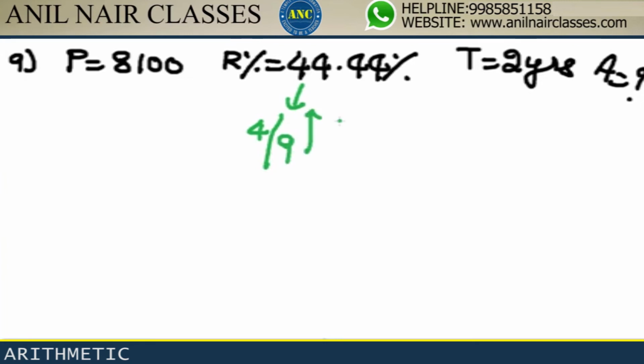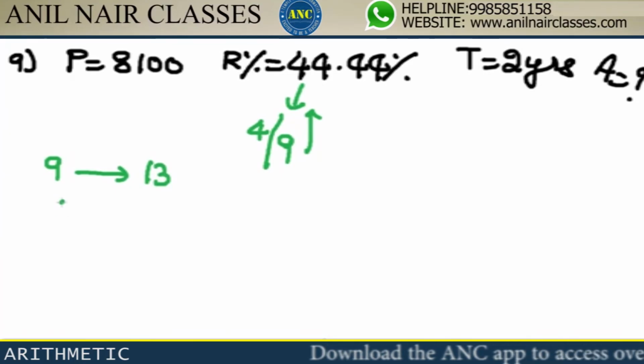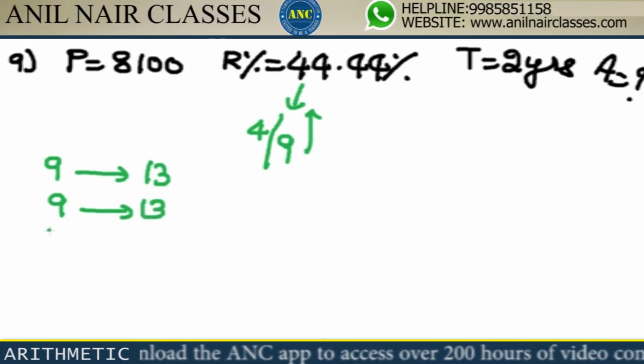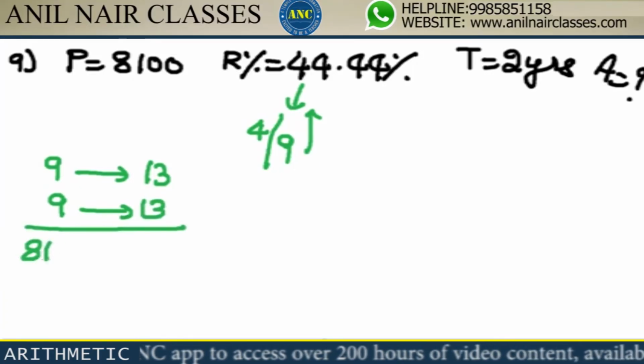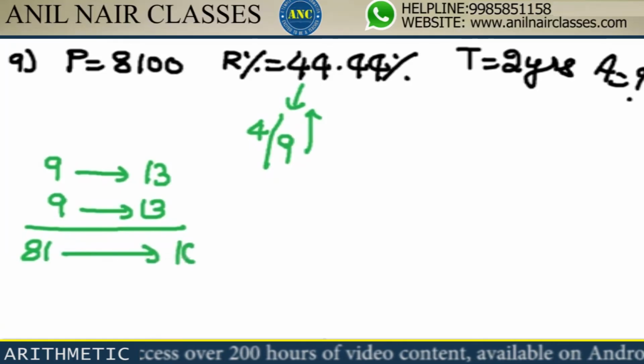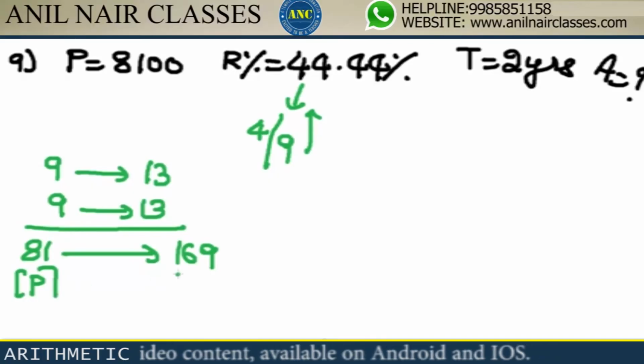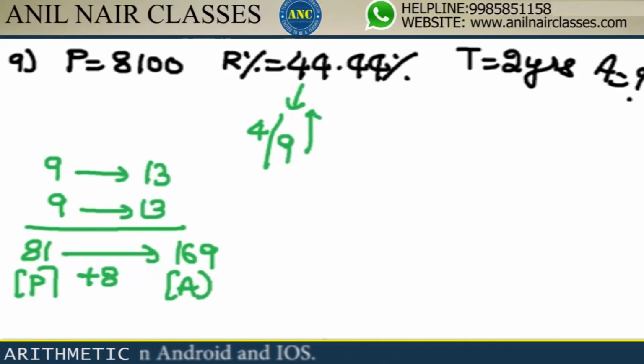Interest means I will get more money. Original value is 9. Now I got 4 increase on 9, which is 13. Again, original value is 9, 4 increase on 9, it is 13. 9 9s are 81. 13 13s are 169. This is nothing but the initial value. This is nothing but the amount. So extra 88 is nothing but CI.